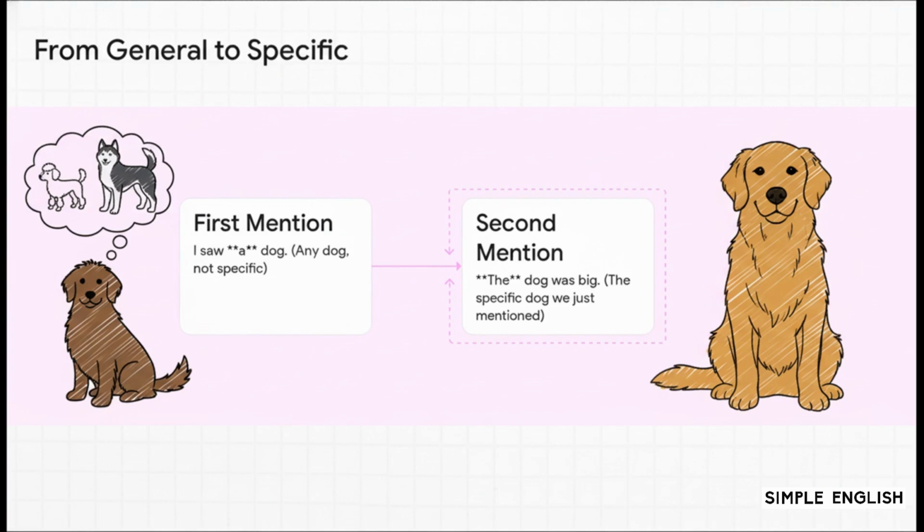Think of it like telling a story. The first time you bring something up, you use a or an. I saw a dog. It's new information. But the next time you mention that same dog, it's now specific to our story, so you switch. The dog was big. Now we both know exactly which dog we're talking about.